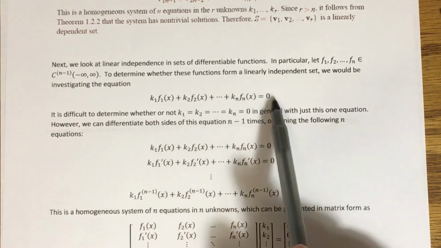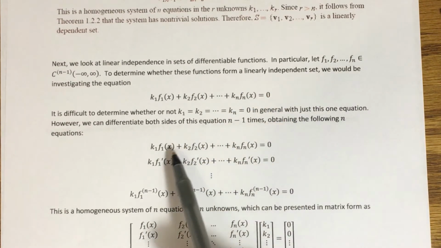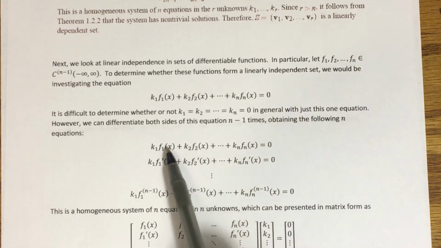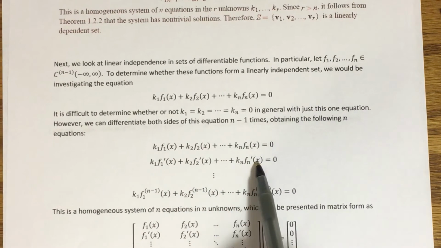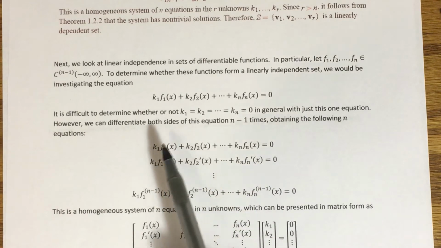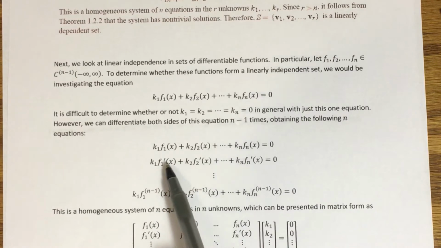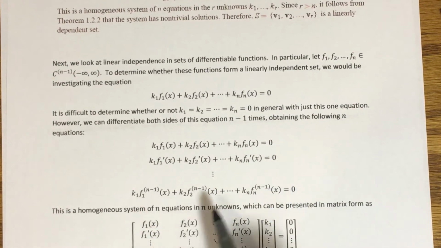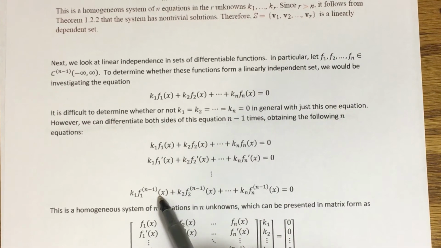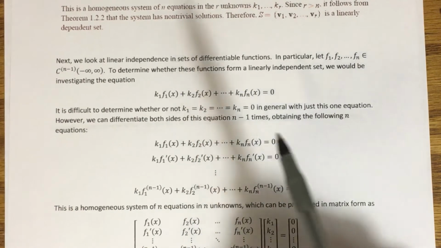If I took derivatives of both sides of this equation n minus 1 times, it's going to generate this system of equations. So here's the original equation that I started with, and here's what happens if I take derivatives of both sides. Notice because it's just a constant times a function for each term, I get the constant times the derivative of that function. And we also know that the derivative of the 0 function is 0. And I continue doing that until I have a total of n equations. This is n equations, not n minus 1, because I have this one up here also.